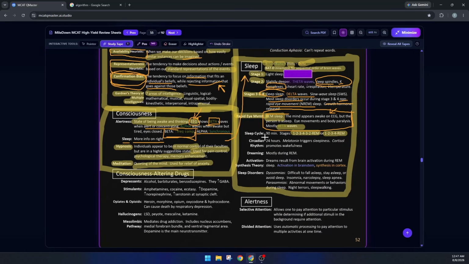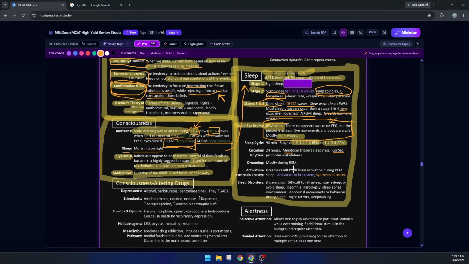Okay, and then we go over circadian rhythm. So your circadian rhythm happens over 24 hours in a day. Your body's always working. And melatonin is what triggers your sleepiness, and cortisol is what promotes your wakefulness. So you want to memorize basically melatonin and cortisol as antagonists to each other. So they're like opposites. So melatonin is for your sleepiness, and cortisol is for your awakeness.